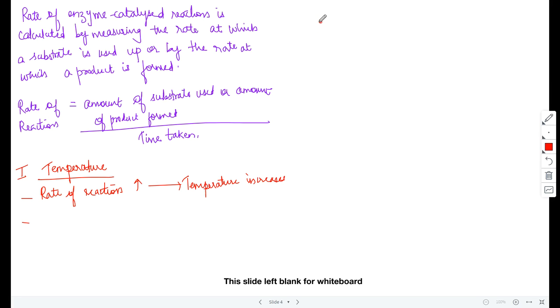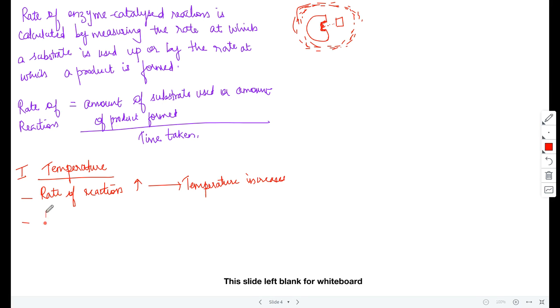Now just imagine there is an enzyme this way, okay, and there is a substrate. Rate of reaction is high when the temperature is increased. So when I am giving it an environment where it is good and it is increasing, the substrate comes and gets attached to it. But what if I'm going on increasing, going on increasing, going on increasing? This active site will get denatured.